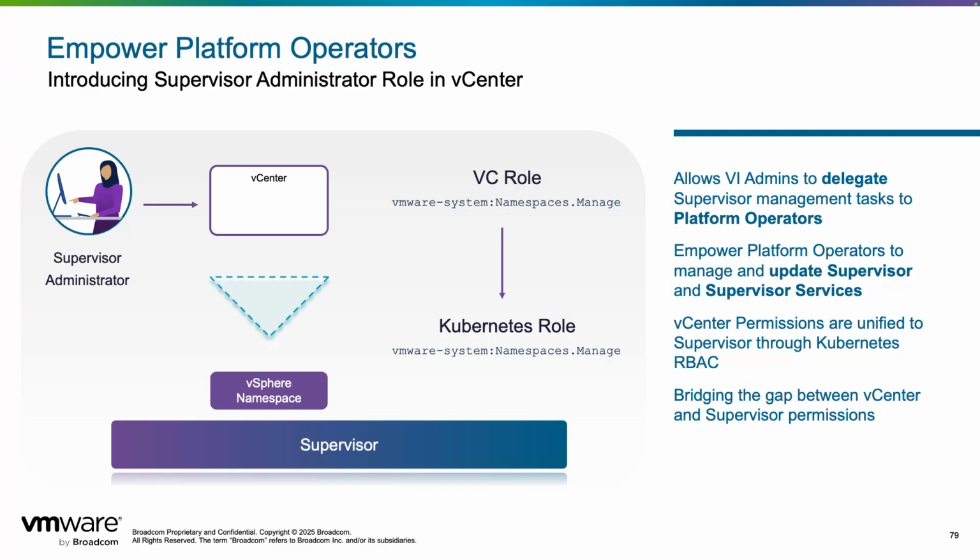Now, with VCF 9, the supervisor honors permissions from vCenter, allowing the VI admin to assign the new supervisor admin role to their users. This means that corresponding Kubernetes roles are created to map to the vCenter permissions.